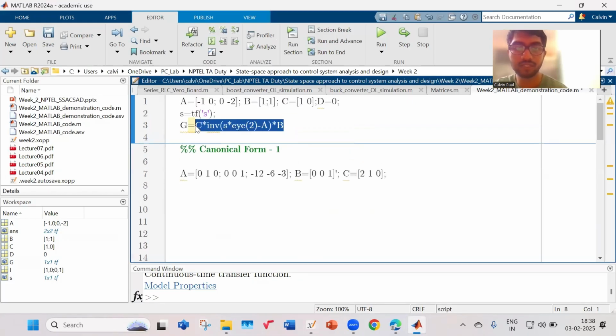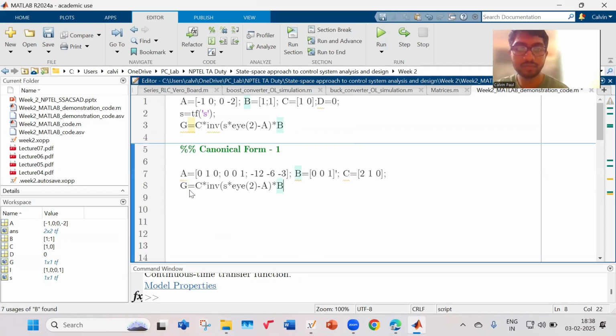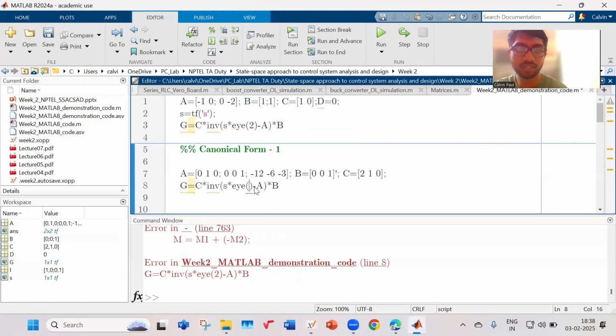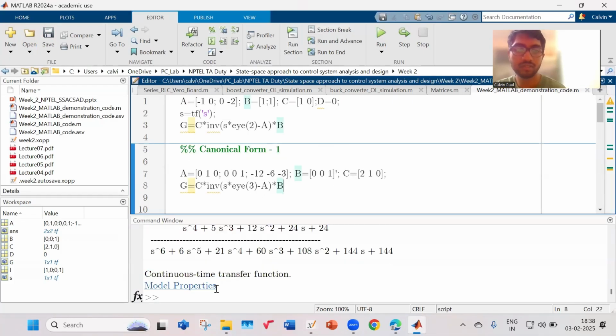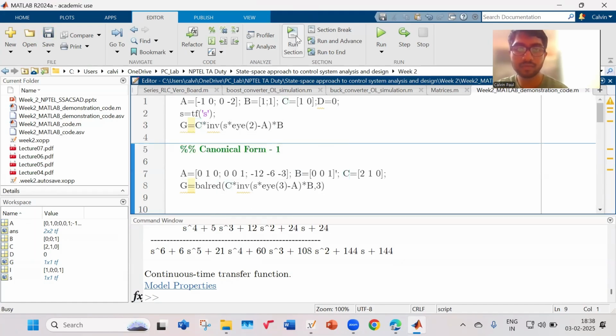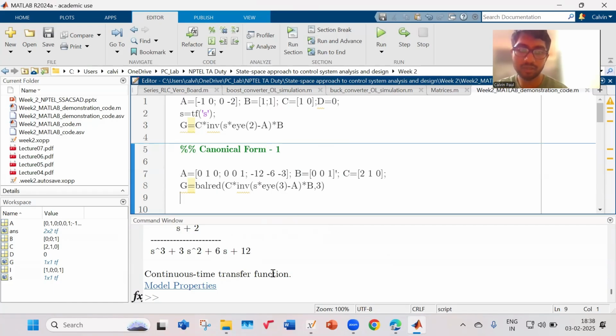So again, we use this formula G, and now let me run this section. Here it should be 3 because it's a third order. So I run it. It's come a whole lot bigger. The command is balreal reduction. So we got it.